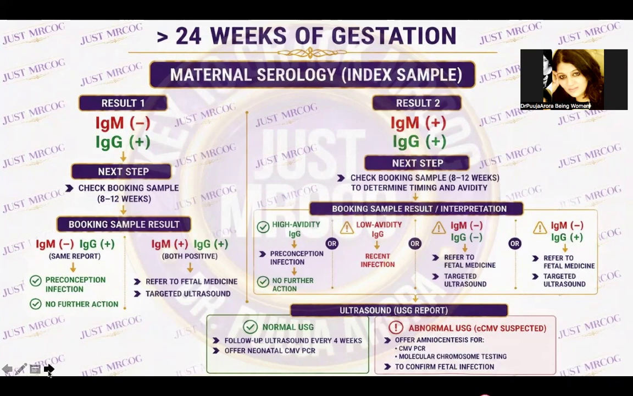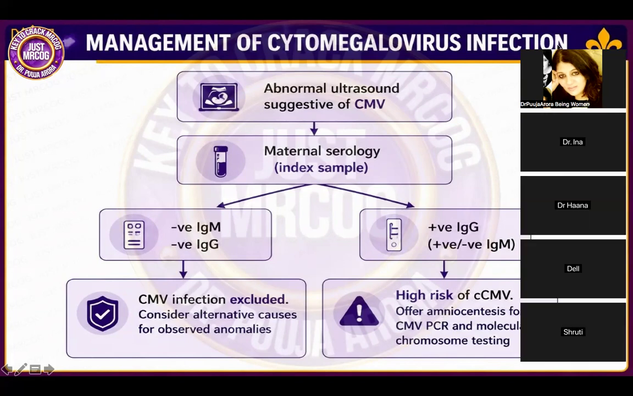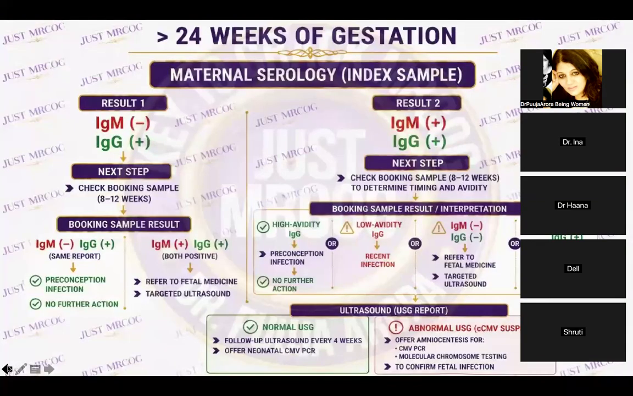Clear? But the other scenario is that it is an incidental finding, that CMV, some sign and symptom, then you are going to get the test done immediately, and on the basis of this you are going to offer amniocentesis. I hope I'm clear. This is a little tricky, but I try to make it simple. Am I clear about this? Any questions? Yes, ma'am.